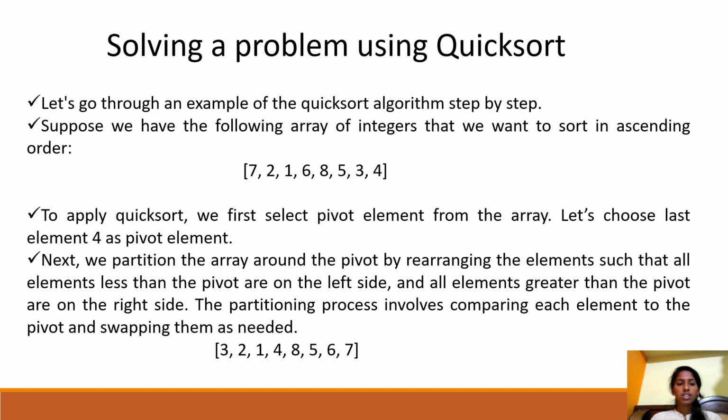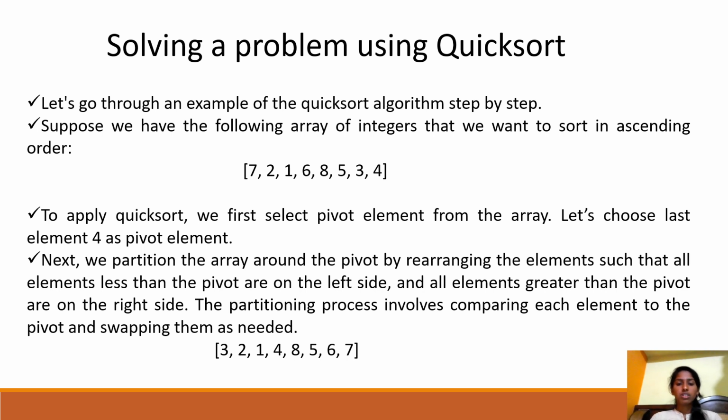Let's choose the last element, 4, as a pivot number. Next, we partition the array around the pivot by rearranging the elements such that all the elements less than the pivot, that is the arbitrary element, which is 4, are written towards the left side, and the numbers greater than the arbitrary element are written towards the right side.